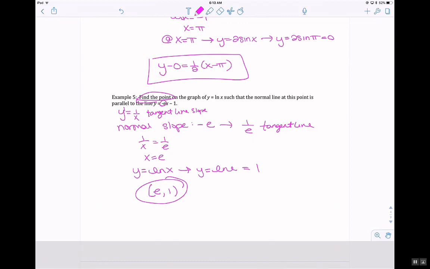So what did we do here? We found the point on the graph of y equals ln of x, such that the normal line at the point is parallel to that particular line, which means that I was given my normal slope. I then changed my normal slope to a tangent line slope, and then set it equal to my derivative of ln of x. And then I solve. Once I get my value of x, I then have to find a corresponding y value, and so I take that value, which is e, and I plug it into my original equation.